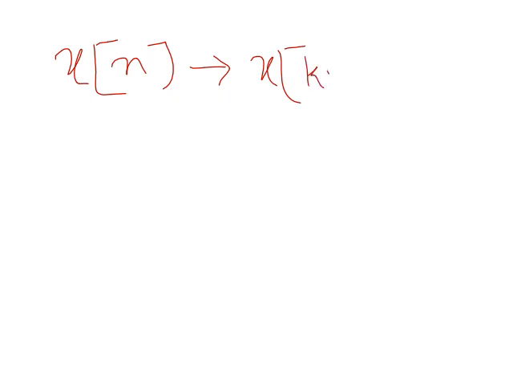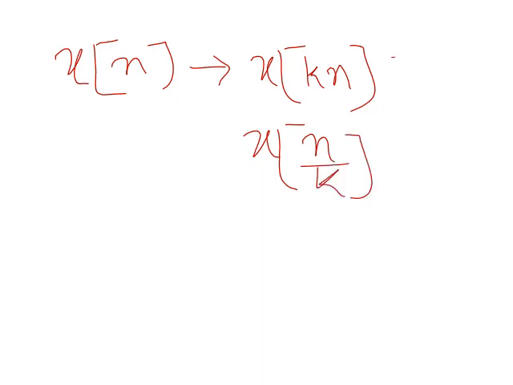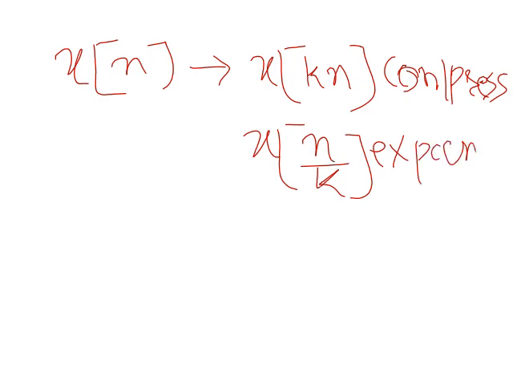Then we have seen the time scaling. X of n can be x of kn, can be x of n by k. In this the signal will compress, and here the signal will expand. Again same concept from unit number 1.